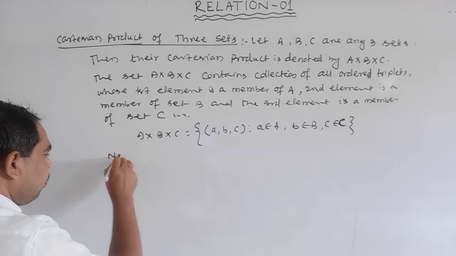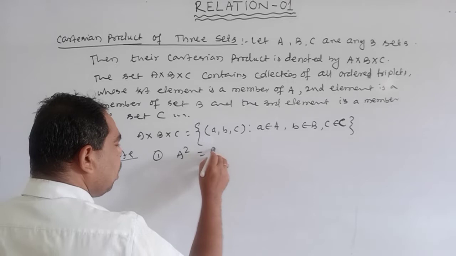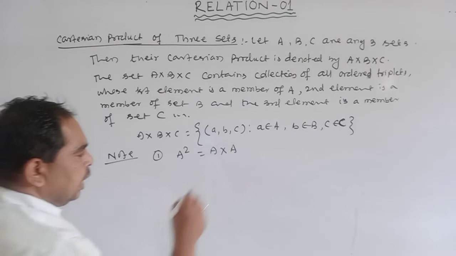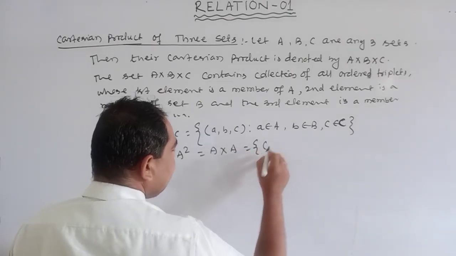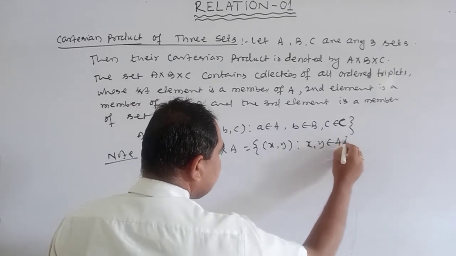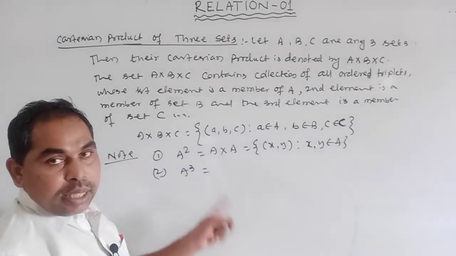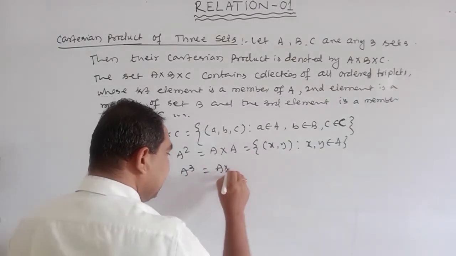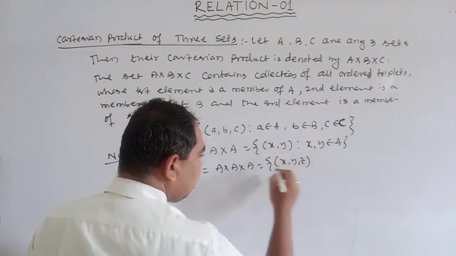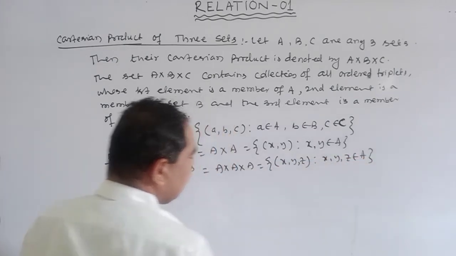Note 1: A square means A into A. A square means A into A is equal to the ordered pairs (x, y) such that x, y belong to set A. Next, A cube means A into A into A, so A into A into A is equal to the ordered triplets (x, y, z) such that x, y, z belong to set A. That is A cube.